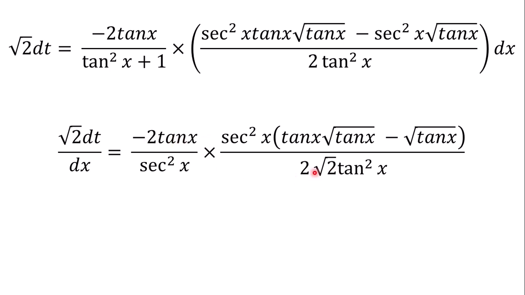This one will cancel out with 2 tangent x, and then secant x squared will cancel out with secant x squared, and so you're going to get minus 1 multiplied by this. This will give us minus tangent x times square root of 4 tangent x, and we can write it the other way. That is square root of 4 tangent x minus tangent x times square root of 4 tangent x all over square root of 2 tangent x.